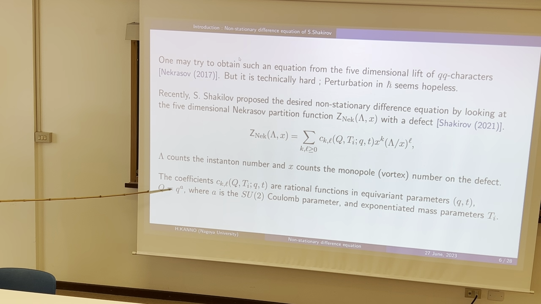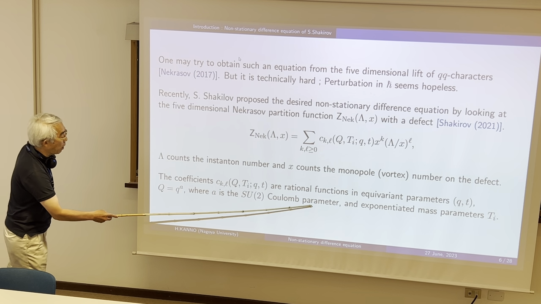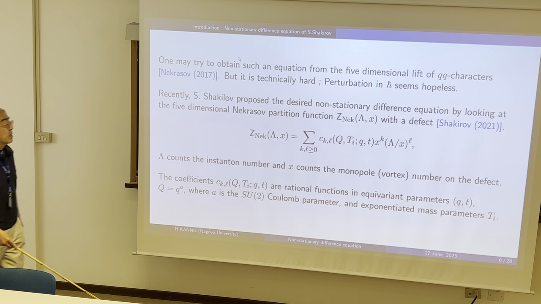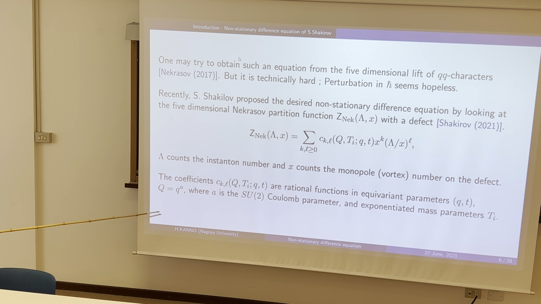Large Q is an exponentiation of the SU(2) Coulomb parameter. Since we put a fixing condition, the remaining Coulomb moduli parameter is only a single parameter, and we exponentiate the Coulomb modular parameter a to define Q. And T is similarly an exponentiated mass parameter. So we have four mass parameters, two plus two. But since we are imposing the Higgsing condition, the remaining independent Coulomb moduli is only one. This gives rise to standard SU(2) gauge theory with a defect.